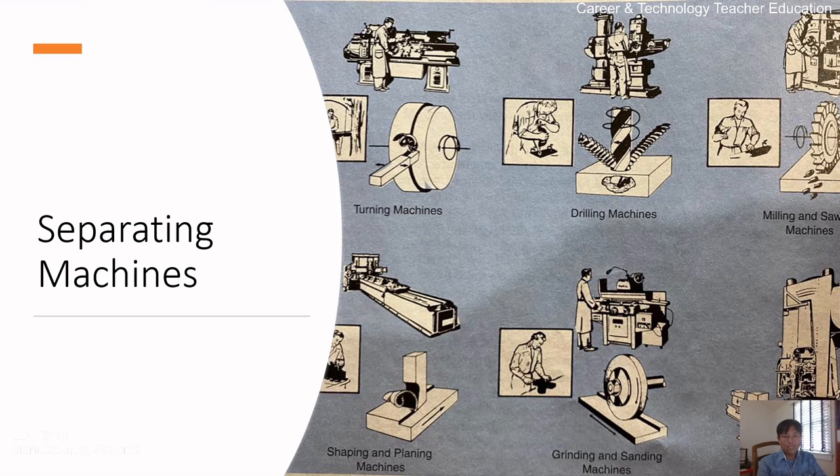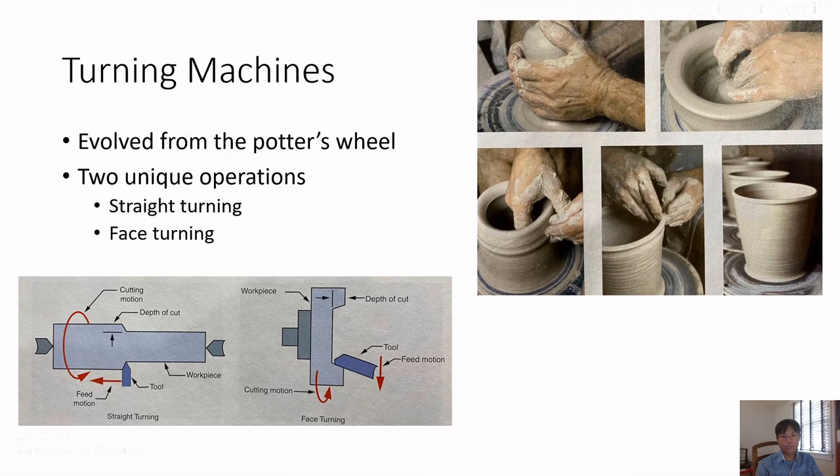And next is separating machines. There are many types of machines, but in this textbook we are going to learn six machines: turning machine, drilling machine, milling and sawing machine, shaping, planing, grinding, sanding, and separating machines. Those are six machines that are used in our manufacturing industry.